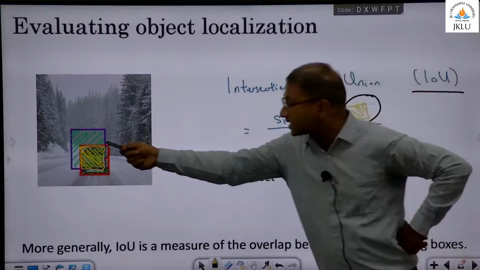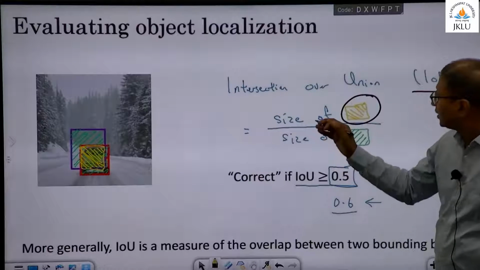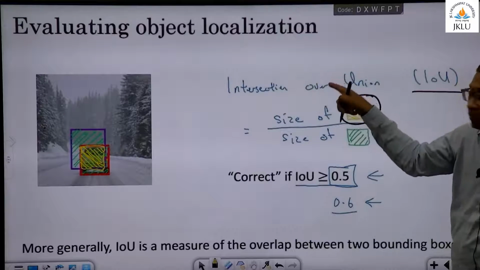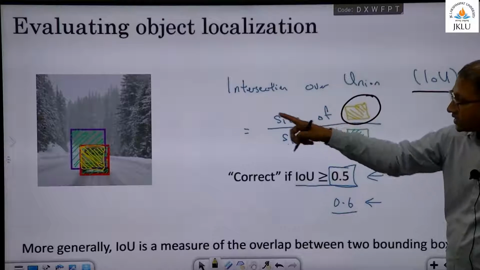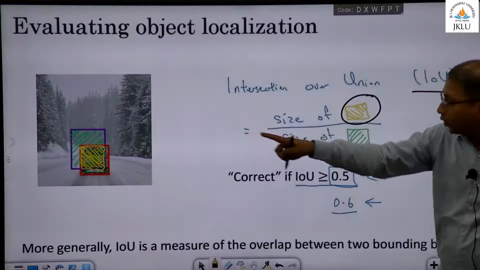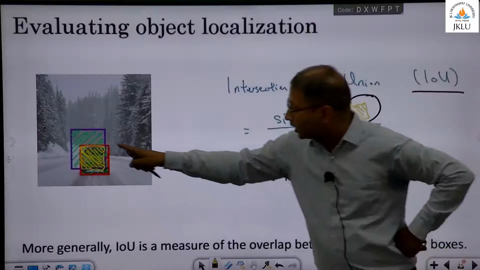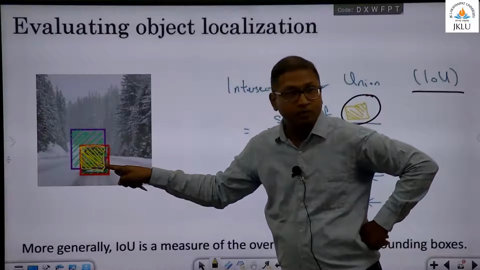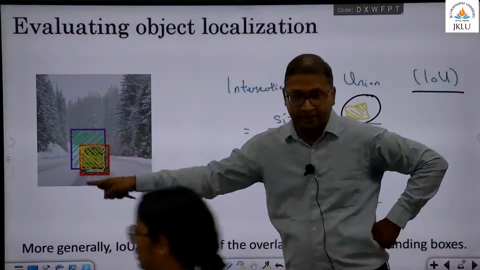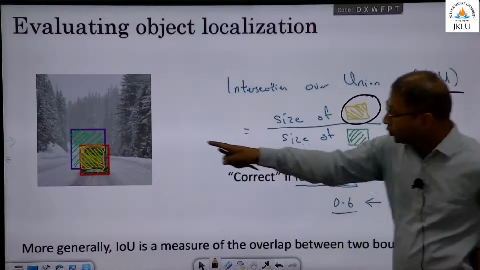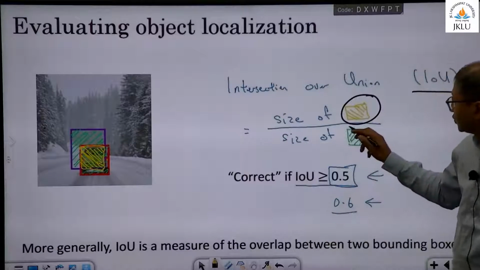Yellow is the intersection of these two bounding boxes. Okay? So intersection over union. What is intersection? The yellow part. What is union? The purple and red. Okay, so union of this gives you this, whatever it is.